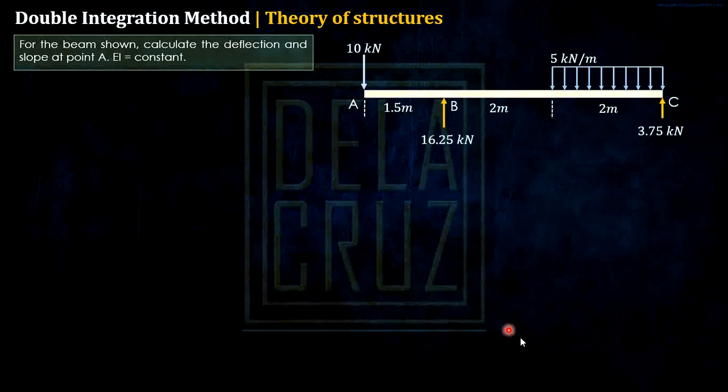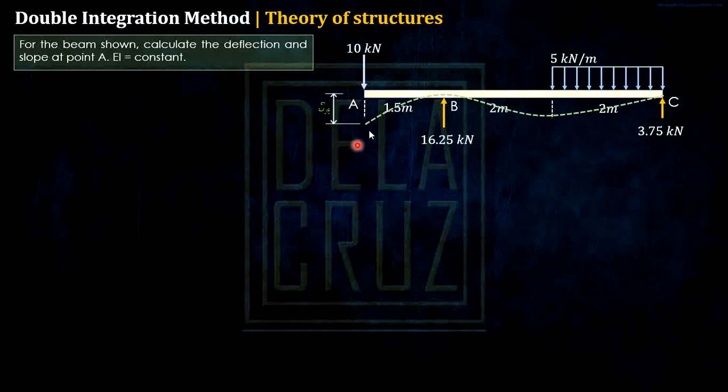Okay, let's start the problem. By the way, the reactions na-solve na natin from part 1. Please, panoorin nyo yung part 1. Assumption lang, the deviation, I mean, the elastic curve is ganito. Actually, na-solve natin kanina na the elastic curve pala dito is nasa taas. Na-solve na natin to from double integration. So, let's assume lang. Machi-check naman natin.